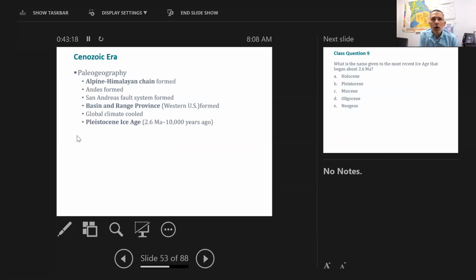And so now we're in the Cenozoic, the recent life era. During the Cenozoic, some notable features: the Himalayan mountains formed where India has now crashed into Eurasia. The San Andreas Fault has occurred.